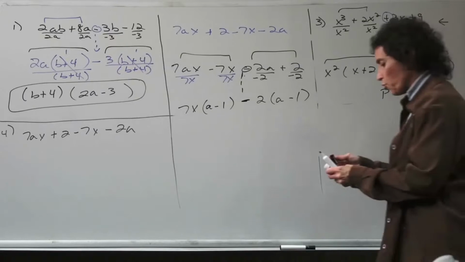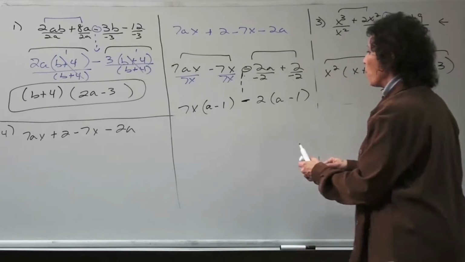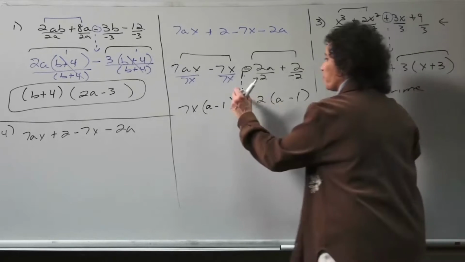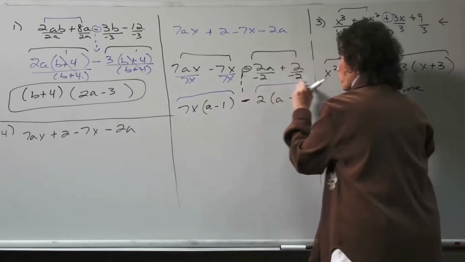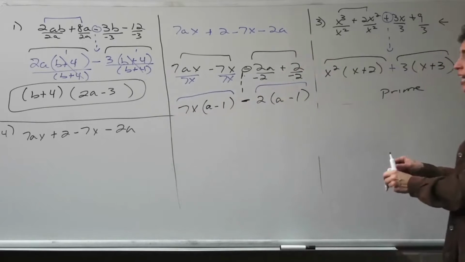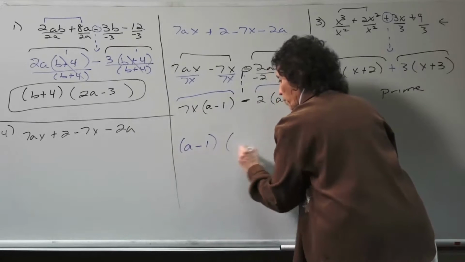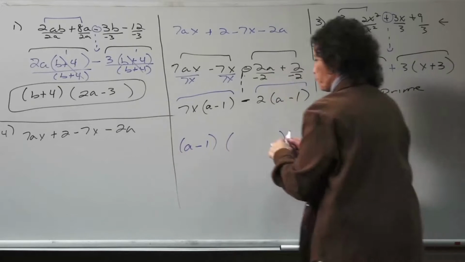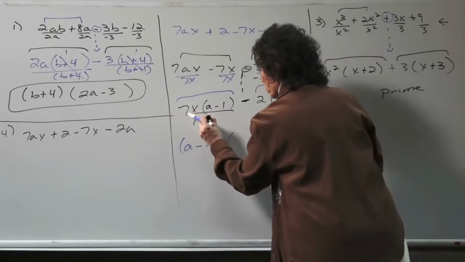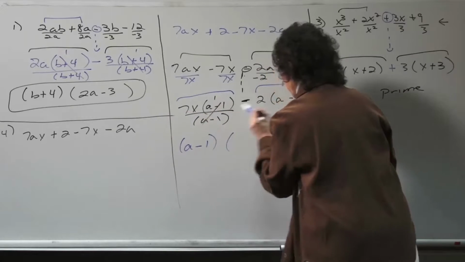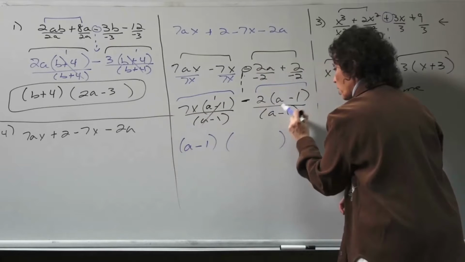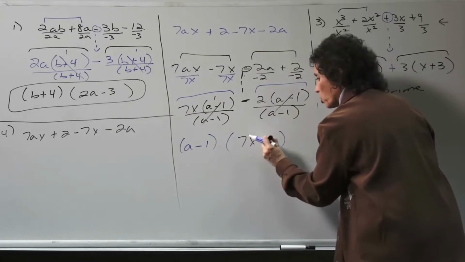Absolutely. Hey, the birds are singing in the sky. Now I'm not done because we still have terms. But I look for a GCF, and I have one. A minus 1 is my GCF. I make a big set of parentheses. Divide by a minus 1. And I get 7x minus 2.